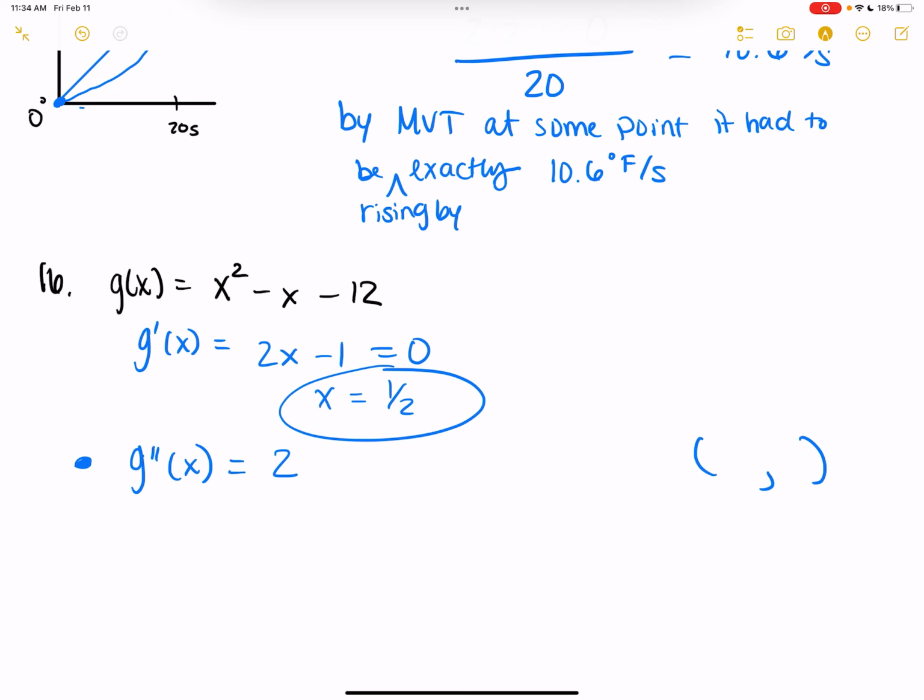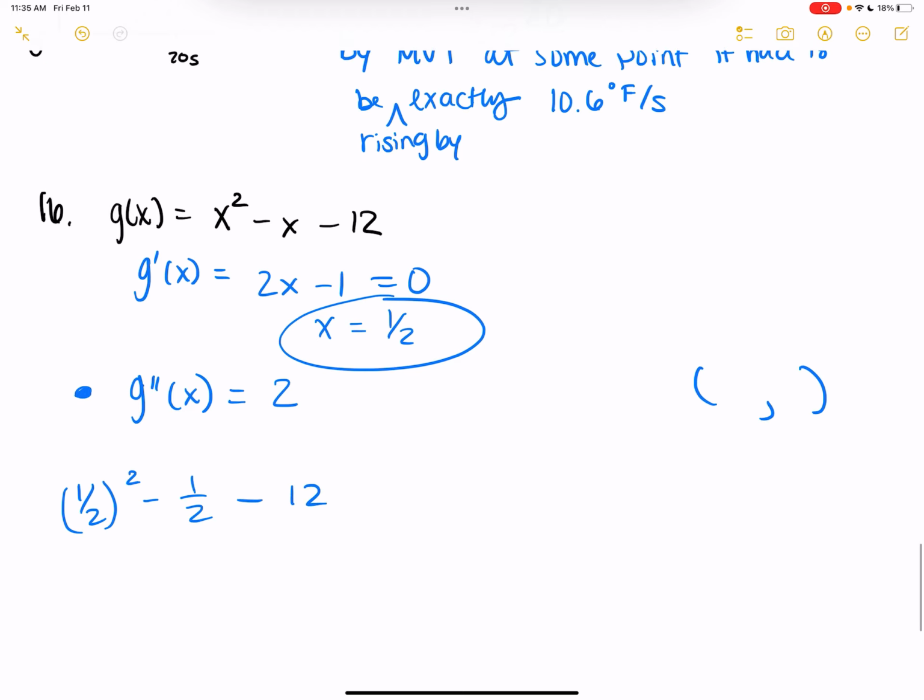So we have 1/2 squared minus 1/2 minus 12. This is going to be 1/4 minus, I need to get a common denominator to get a 4 on the bottom. We have 2/4 minus 48/4. So that's going to be equal to negative 49/4. So the point is 1/2, negative 49/4. The x value is 1/2.